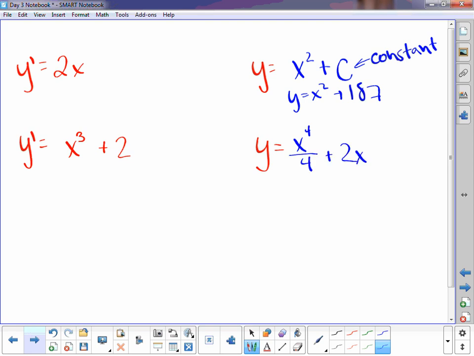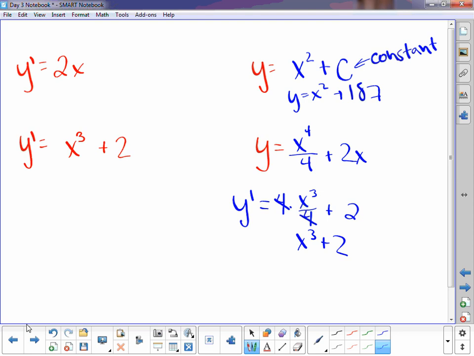X to the fourth over 4 plus 2x. Raise your hand if you agree with this. Okay? Alright, so if we take the derivative here, I have to bring down my 4, reduce the power by 1. Here, now this x ends up going away, so I have my 4 is reduced and I have x cubed plus 2. So that would work.